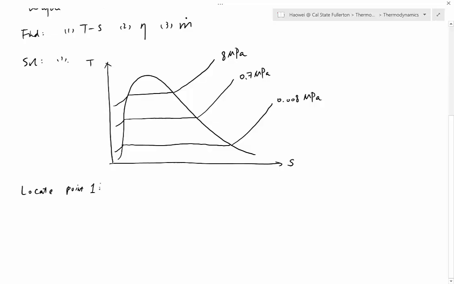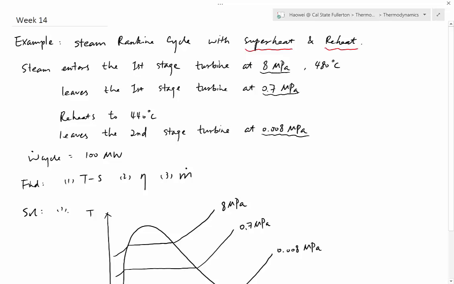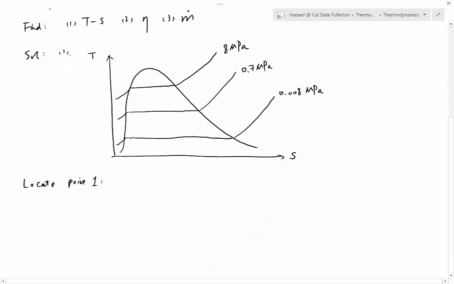How do we locate point 1? Essentially, you're asking yourself, what is the phase of number 1? We know P1. Steam enters the first stage turbine. That is point number 1. Point number 1 has a pressure of 8 megapascal and a temperature of 480 Celsius. How do we fix the state of this point number 1?